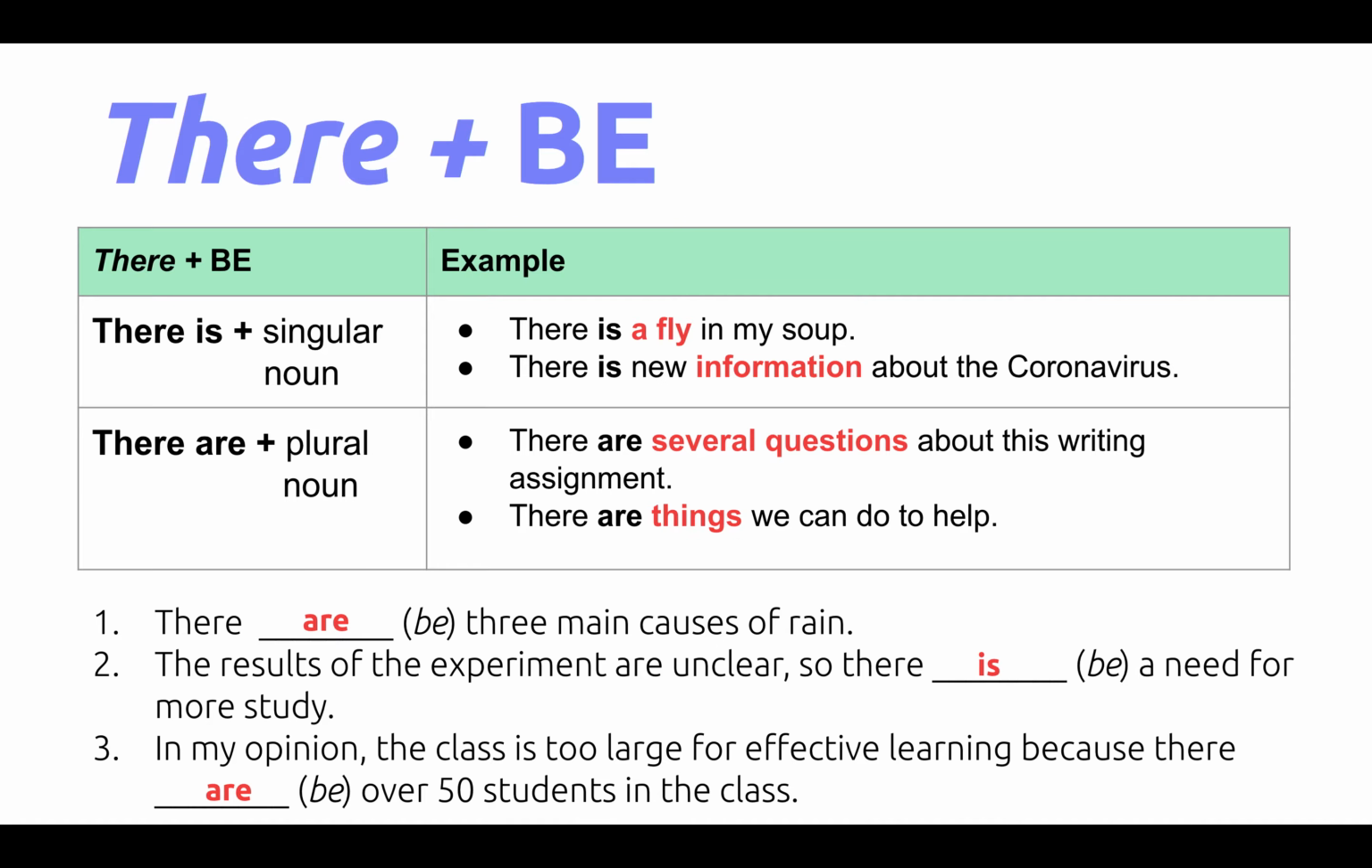So here are the answers. And number 1, we use are because causes is the plural noun. Number 2, the noun comes right after a need. Because of this word we can tell that this is a singular noun. So we use the verb is. And in number 3, can you guess what the noun is? It's students, right? And it's a plural noun, so we use the verb are.